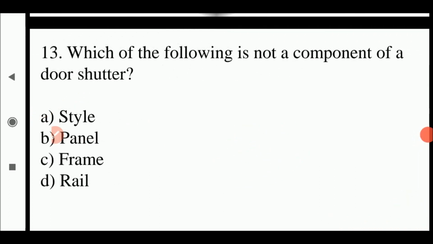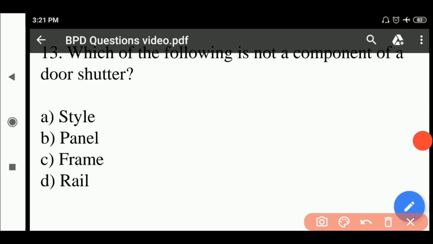Next objective. Which of the following is not a component of a door shutter? Option 1, stile. Second, panel. Third, frame. Fourth, rail. As we know, the stile, panel and rail are components of a shutter. So what remains is frame. So option C, that is frame, is correct.